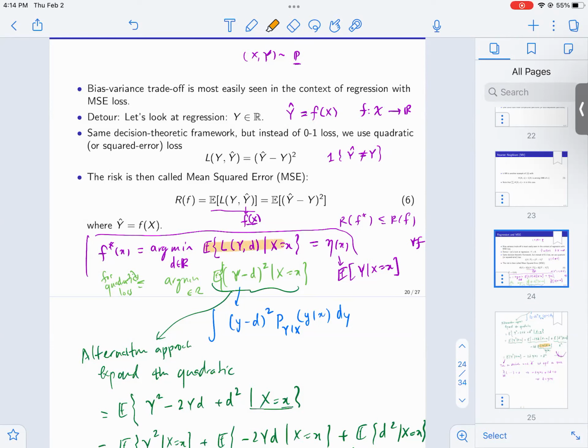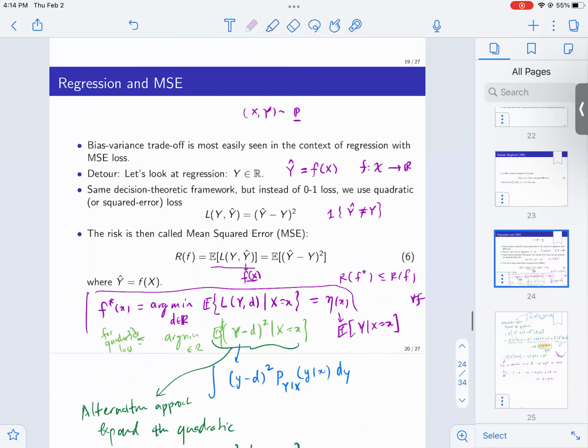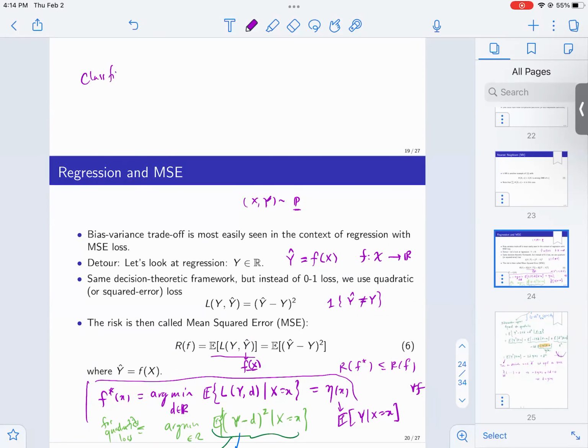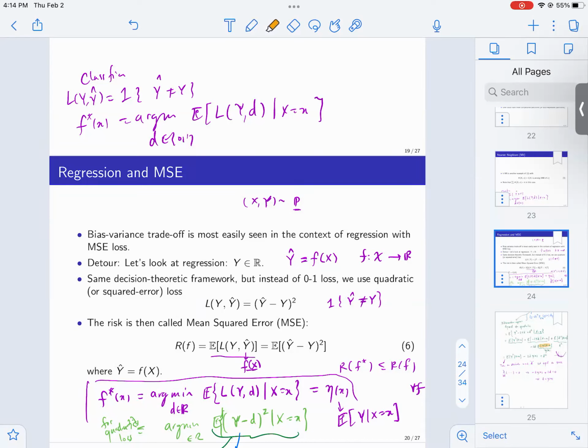So what you would do is take the expectation of this loss. In the classification, the loss was y hat minus y, the indicator, right? So the rule would be f star of x equals argmin over d in 0 to 1 of the expectation of L of y and d, given x equals x. If you plug L of y and y hat in here, the expectation of an indicator would be the probability, remember? So that would be equivalent to this, right?